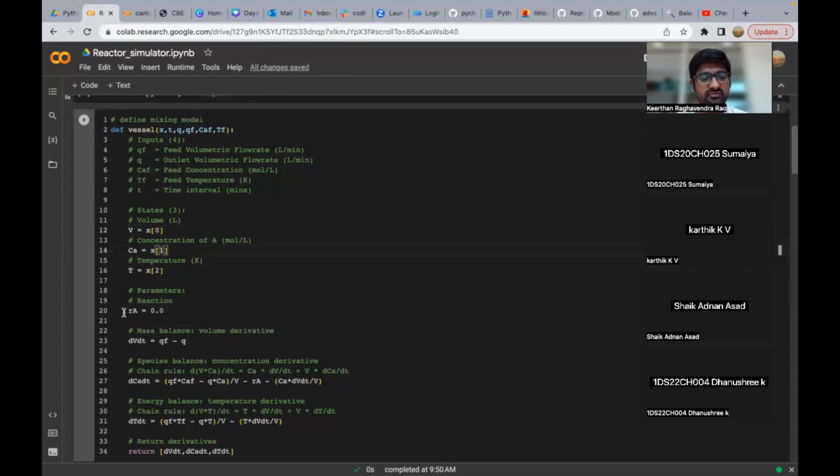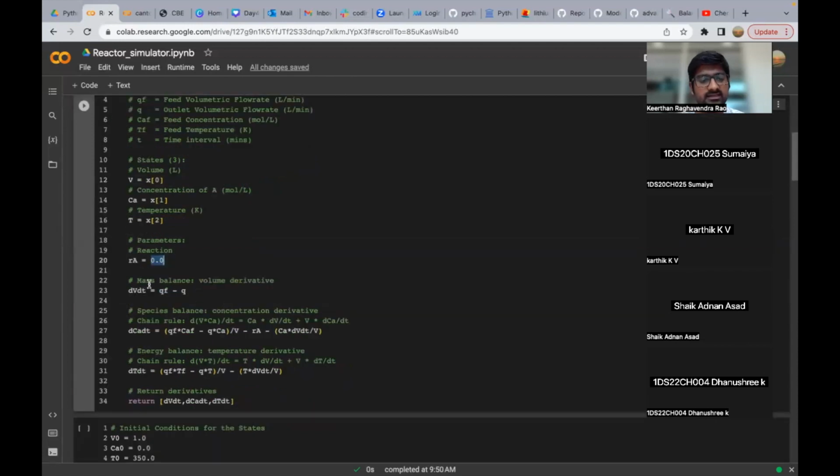Then we set the reaction rate to be 0. If you have a reaction taking place, you can have an equation here as well for the rate of reaction and turn it into a differential equation with respect to time and concentration. Then there's the mass balance equation. Mass balance here is simply QF minus Q, and this is the derivative of V, which is the volume, with respect to time. And then you have the species balance as well. This is written from the chain rule.